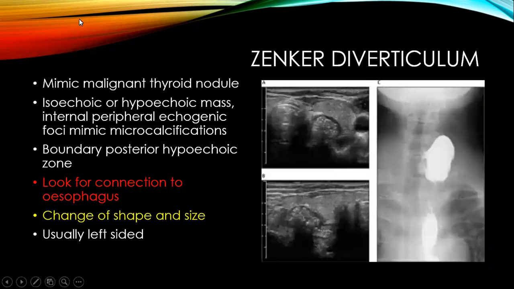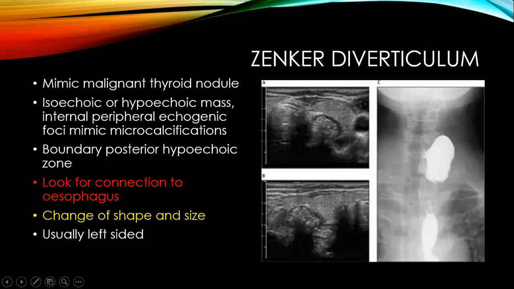Then we can also get what is called Zenker's diverticulum, and it can mimic a thyroid nodule. This is our diverticulum. Usually, barium swallow is the imaging modality of choice used to diagnose this, but we can also see it on ultrasound as we are doing an evaluation of the neck. So I thought it is important to talk about it.